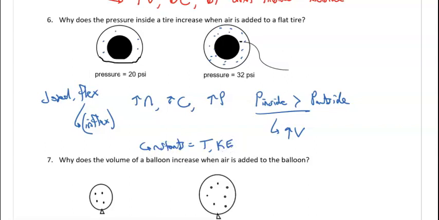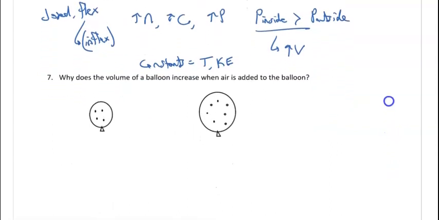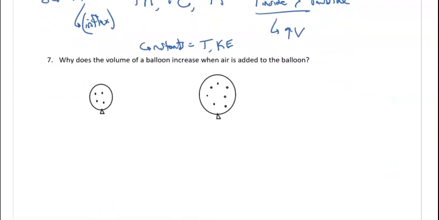All right, last one. Why does the volume of a balloon increase when air is added? So we know that the pressure inside starts equal. The pressure inside is going to end equal. That's the definition of a flexible container. It's closed and flexible. And we are adding particles to the balloon. This is just like the car tire, except it's going a little bit more in depth. Now we do have the volume change.